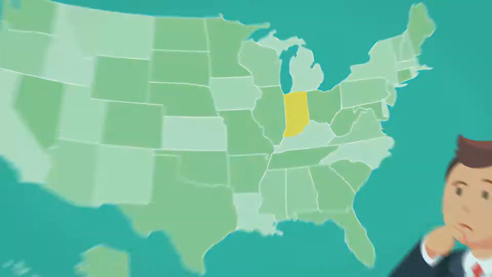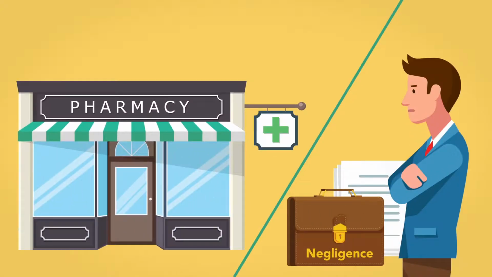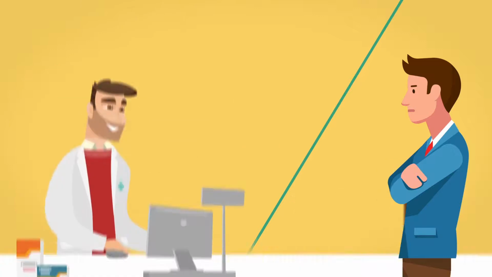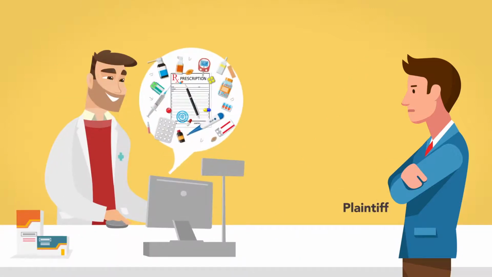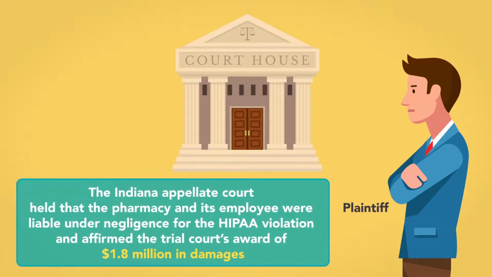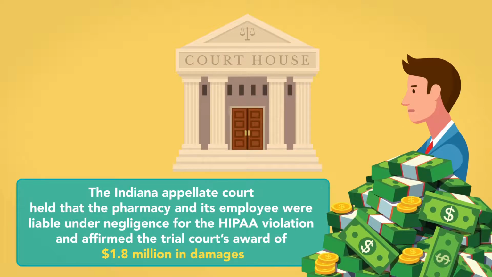An Indiana court held that a patient could sue a pharmacy for negligence after failing to monitor use and disclosure of protected health information by employees. There, a pharmacy employee disclosed the plaintiff's prescription records, which were used to harass and extort the plaintiff. The Indiana Appellate Court held that the pharmacy and its employee were liable under negligence for the HIPAA violation and affirmed the trial court's award of $1.8 million in damages.